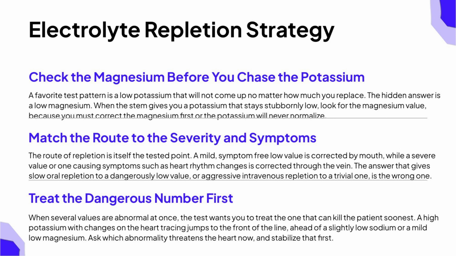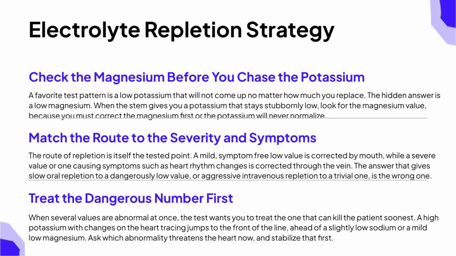Second, match the route to the severity and to the symptoms. A mild, symptom-free, low value gets replaced by mouth, while a severe value or one causing symptoms such as heart rhythm changes gets replaced through the vein. An answer that gives slow oral repletion to a dangerously low value, or that pushes aggressive intravenous repletion for a trivial one, is the wrong choice. Third, when several values are abnormal at once, treat the dangerous number first.